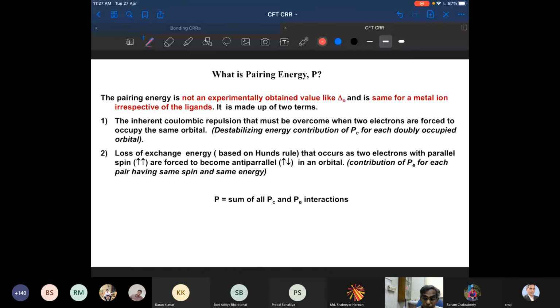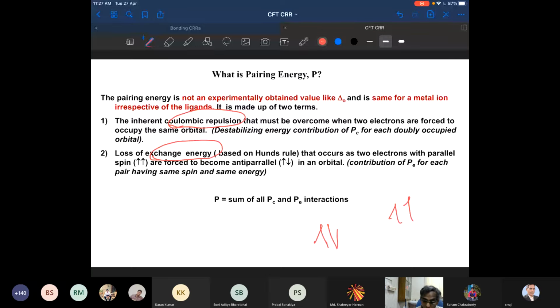The pairing energy is not an experimentally obtained value like del O, and it is the same for a metal ion irrespective of the ligands. It's made up of two terms I already mentioned: the inherent Coulombic repulsion, and then the exchange energy. It cannot stay there with the parallel spin.